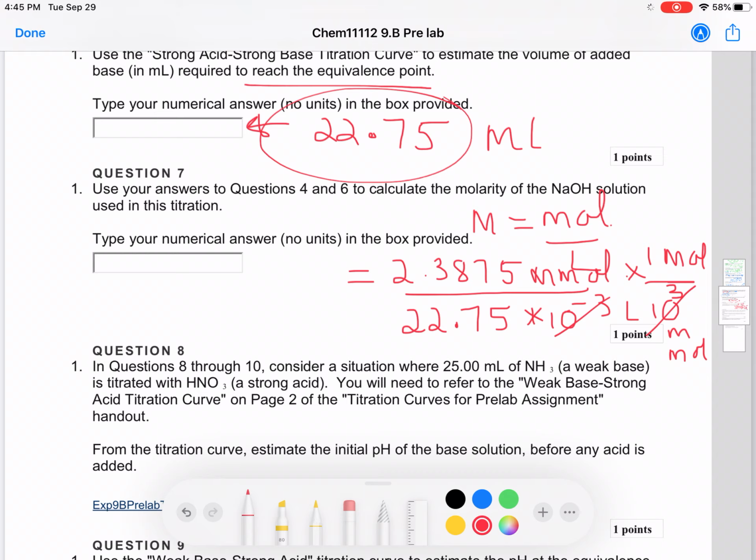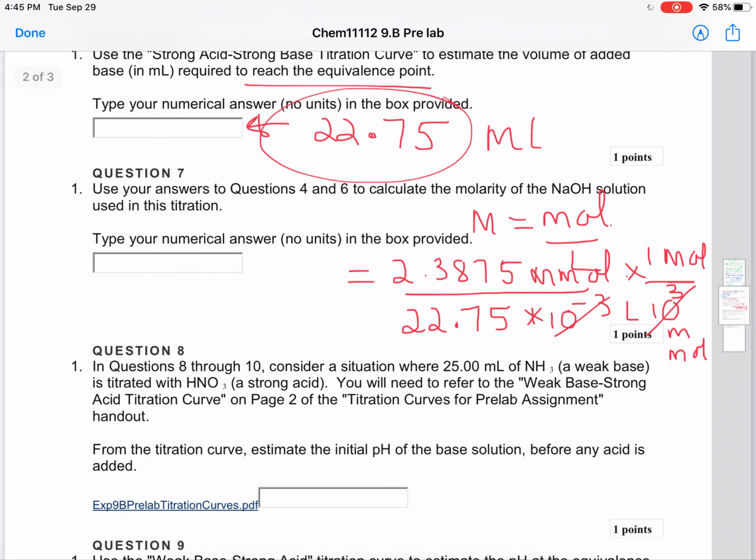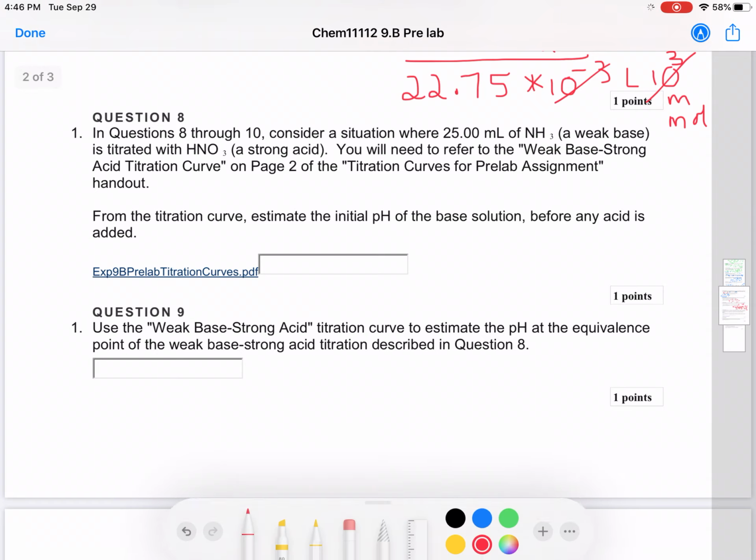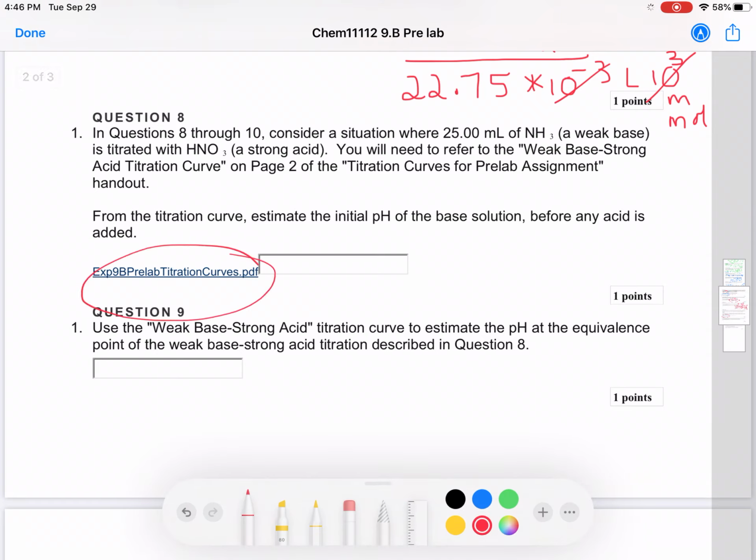And then question 8 through 10, consider a situation where 25 milliliters of ammonia. Now we're going to look at a weak base and a strong acid, nitric acid. You will need to refer to the weak base strong acid titration curve, which is attached here. Estimate the initial pH of the base solution before any acid is added.